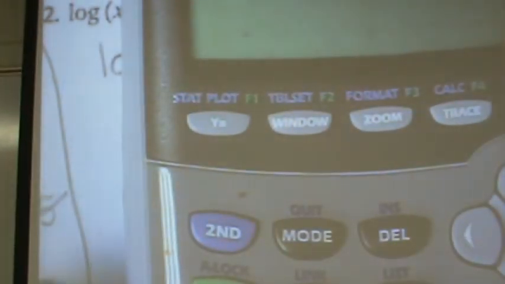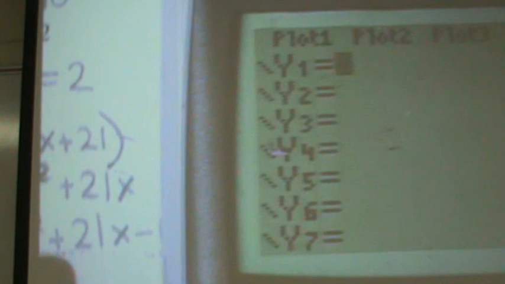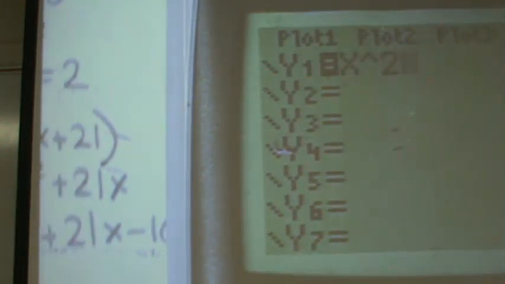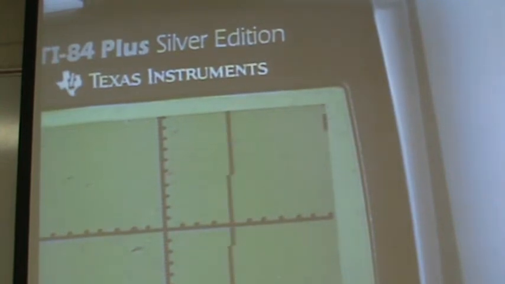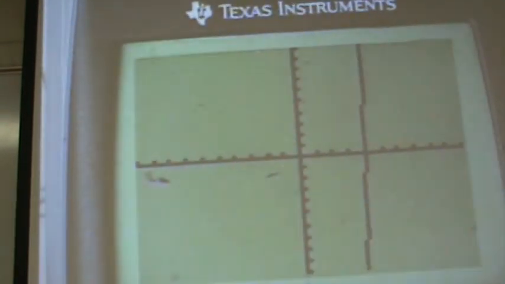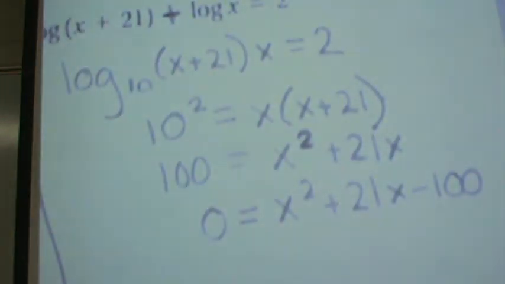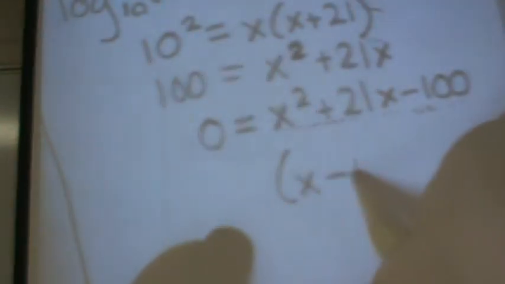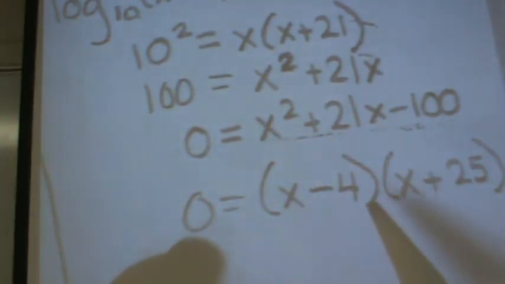Now, what you could do is this. You could take your calculator and type in x squared plus 21x and then minus 100. And we're going to graph this. One of my answers is right here. 1, 2, 3, 4. Negative 4 times 25 is negative 100, but these two add to be 21.